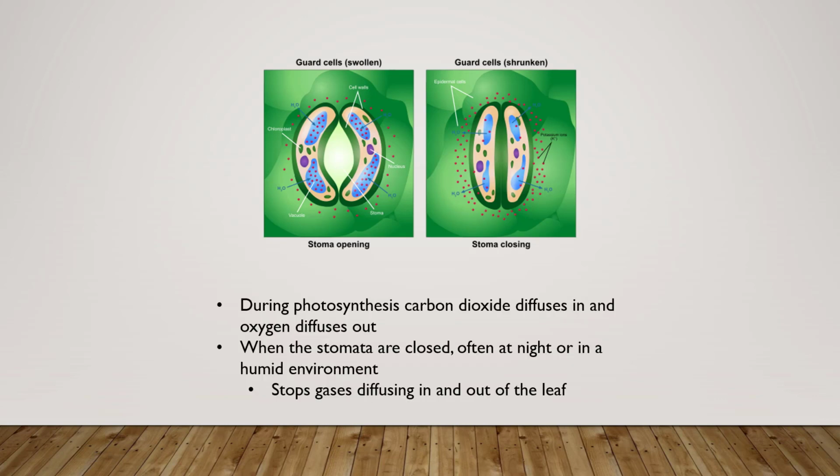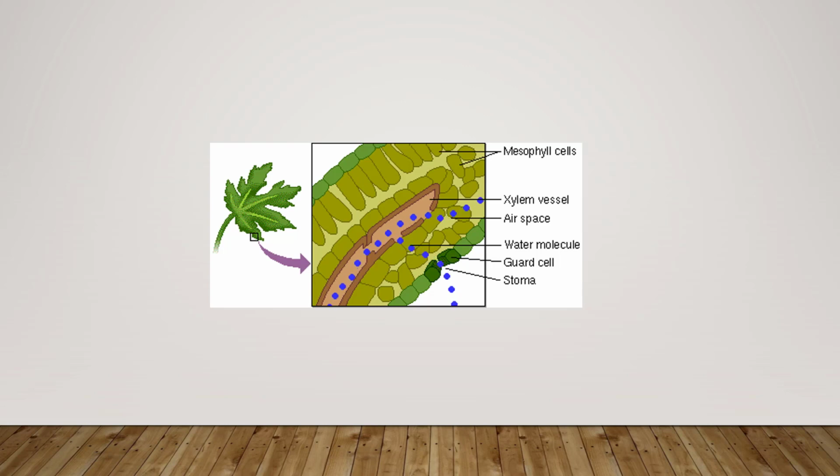So during photosynthesis, as I said, carbon dioxide diffuses in, oxygen diffuses out, and when the stomata are closed, often at night or in a humid environment, this stops gases from diffusing in and out of the leaf. And when we get into photosynthesis, this is just really simplified. We will talk about some of the other ways that plants protect themselves from losing moisture. And here's just a little graphic of water vapor leaving the leaf through the stoma.